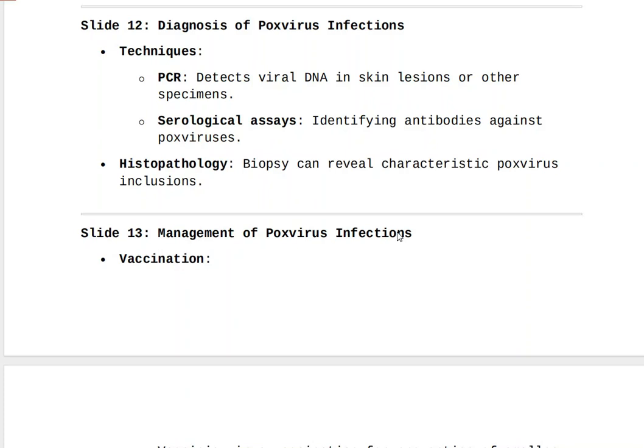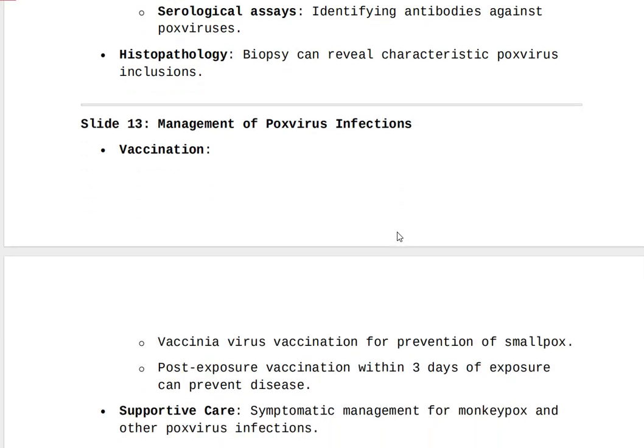So how do we diagnose? We can use PCR, and we can use serological testing by identifying antibodies against the virus. And additionally, we can use histopathology. A biopsy can reveal the presence of inclusion bodies that will allow us to identify the infection.